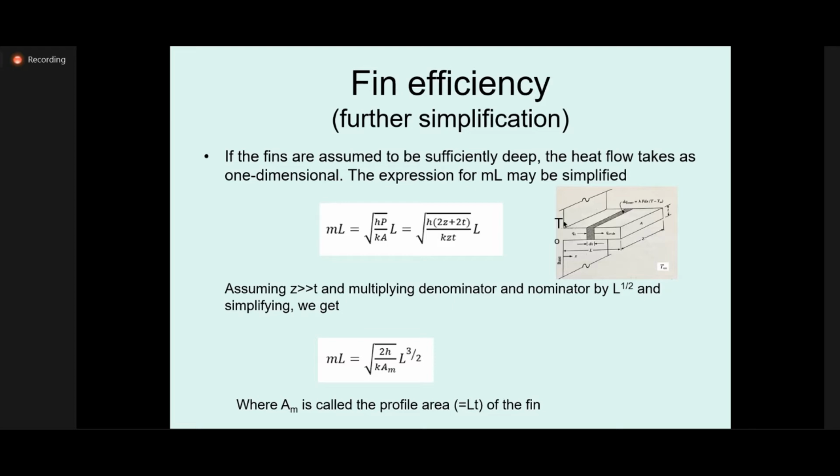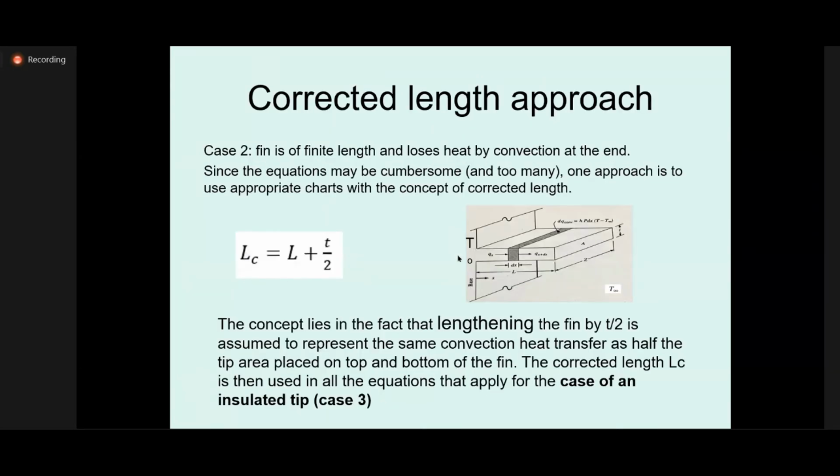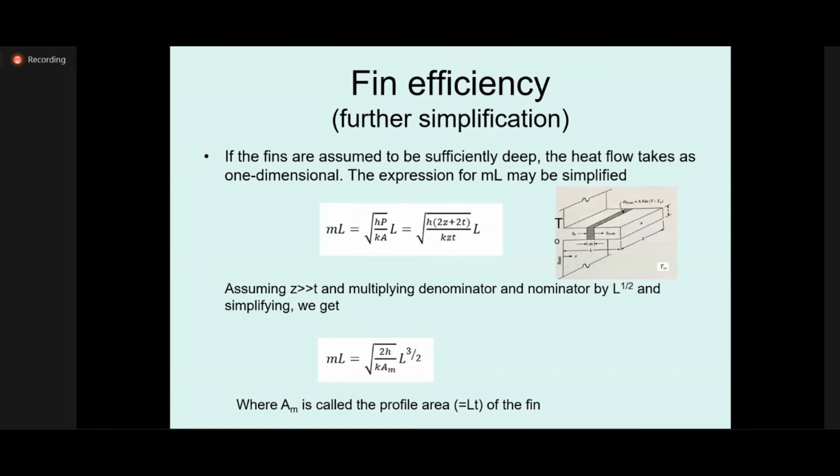So that's A here. So don't confuse between this area and another area, which we will introduce in a second. So this is your KZT and then your L. So this is like this. And now if we make further simplification because of this condition that Z is much, much greater than T, then what we do, we multiply the denominator at the bottom and the top by L to the power half, and then simplify, okay, which you can do easily.